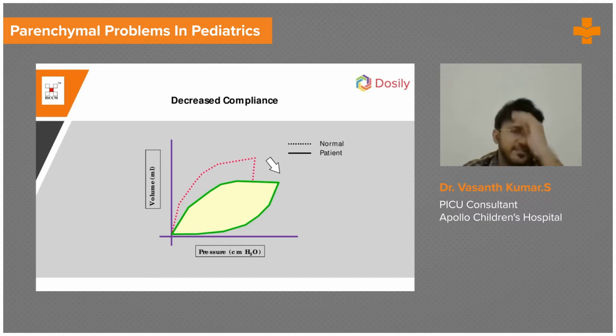So in ARDS again, you get a graph something like green. After treatment, if your green moves towards pink, that means the patient is responding to your treatment and the compliance is improving. So the P plat is one way to identify the compliance. Another way is to identify in the PV loop how the graph is. If it is more towards the right, that means again it is a poorly compliant lung.